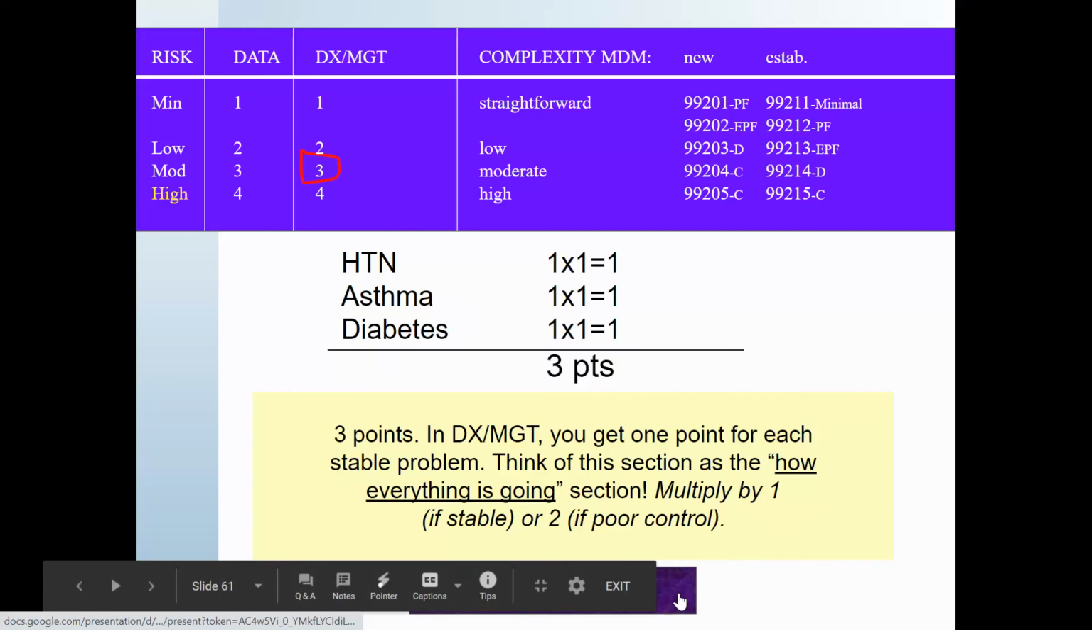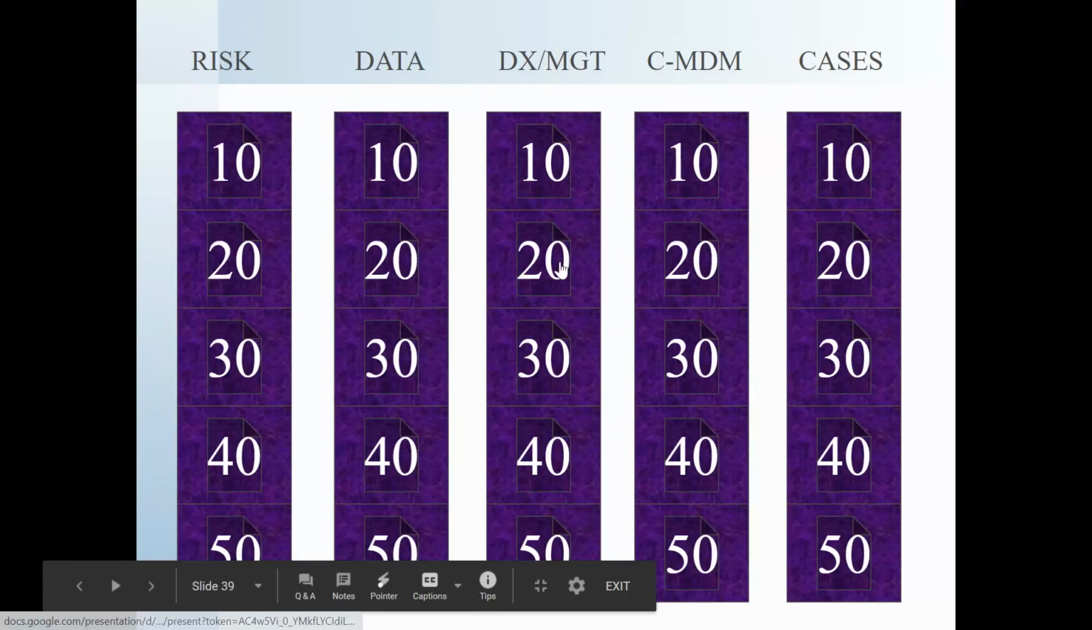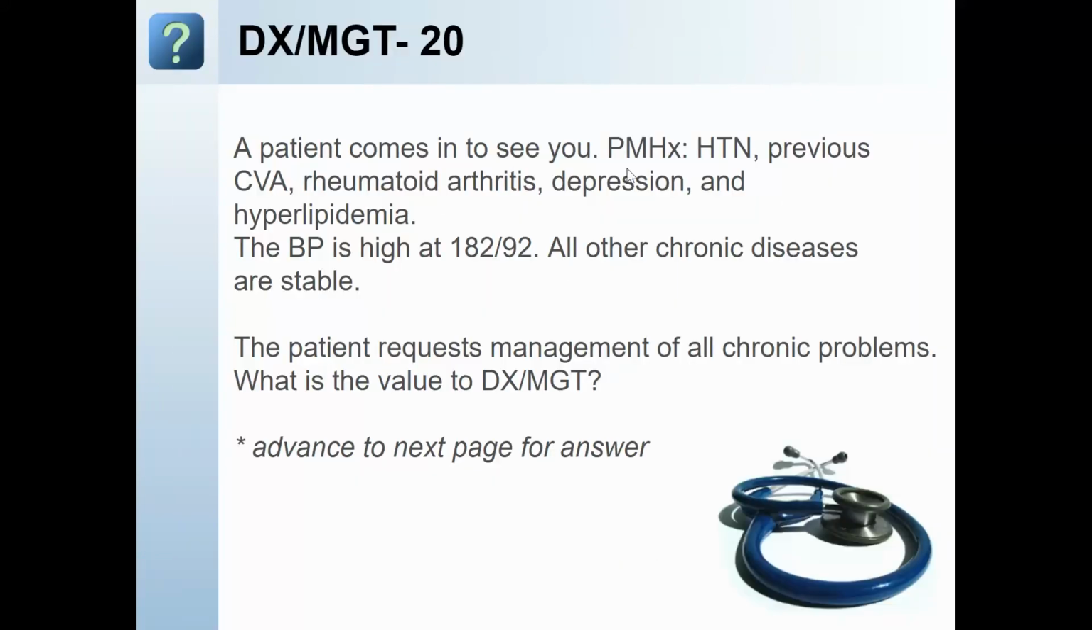Okay, now let's go back and do diagnostic management for 20. The patient comes in to see you with a past medical history of hypertension, previous stroke, rheumatoid arthritis, depression, and hyperlipidemia. The blood pressure is 182/92, and all the other chronic diseases are stable. The patient requests management of all these problems. That's why she came in to see you. I want you to kind of check me over. In this category, what is the value of the services that you're rendering in diagnostic management decision making?